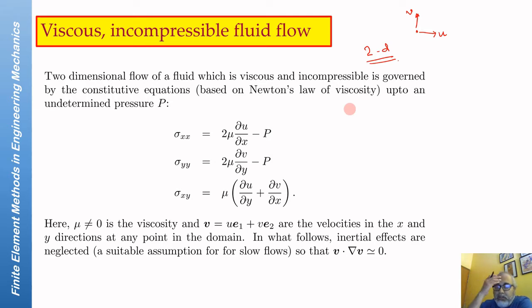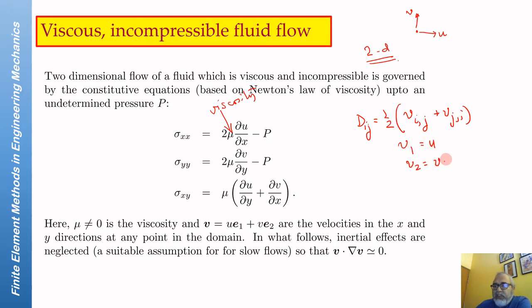the deviatoric stresses depend on the gradient of the velocity field. In solids, it depends on the gradient of the displacement field, whereas here it depends on the gradient of the velocity field. That is the major difference between fluids and solids. So sigma xx is given by a deviatoric part, where mu is the viscosity, and the gradient is given by, let's say, d_ij is half (v_i,j + v_j,i), where v_1 is u and v_2 is v. That is what we have taken.